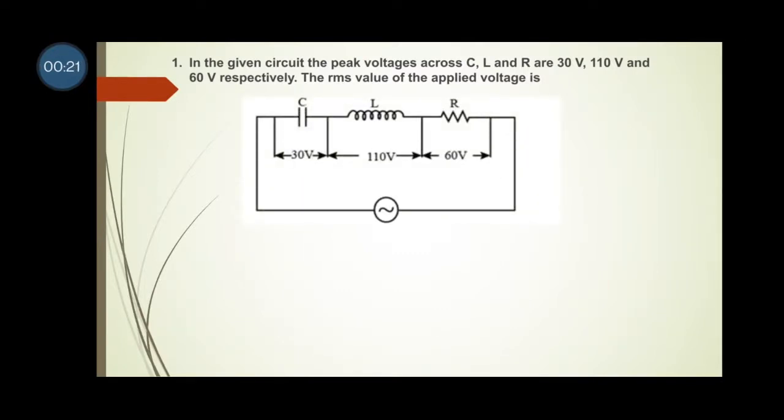In the diagram, we have a capacitor, inductor and resistor. The peak voltages across these three are 30 volts, 110 volts and 60 volts respectively. We need to find the RMS value of the voltage. The options are 141 volt, 100 volt, 200 volt, 70.7 volt. The answer for this question is 70.7 volts. Now how did we get this answer?